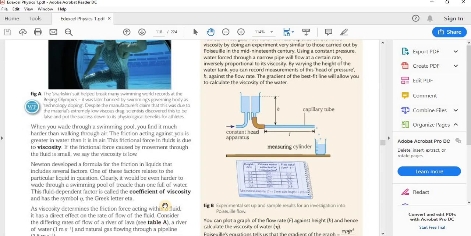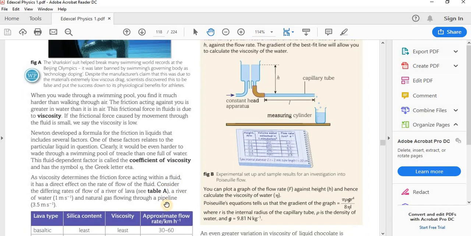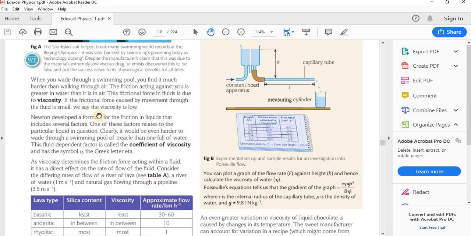Okay, now how this drag arises is due to something called viscosity. When you wade through a swimming pool, you will find it is much harder than walking through air. The friction acting against you is greater in water than it is in air. This frictional force in fluids is due to viscosity.